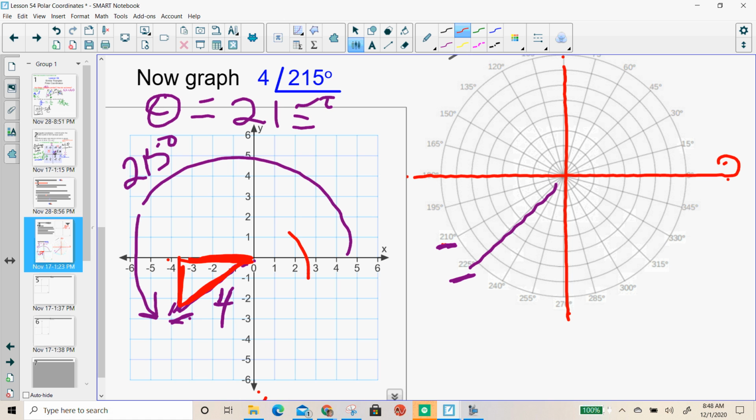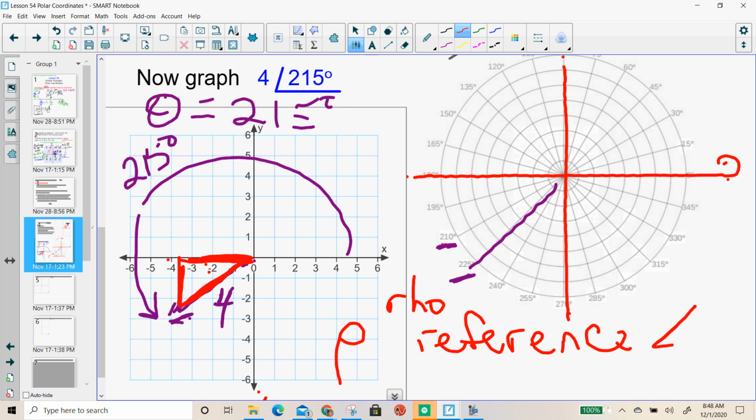I'm going to need to use what we're going to call a reference angle, and I want to draw it that way. For a reference angle, we're going to use the Greek letter rho. It looks kind of like a P, and that's going to be our reference angle. And so rho is going to be this little angle right in there.